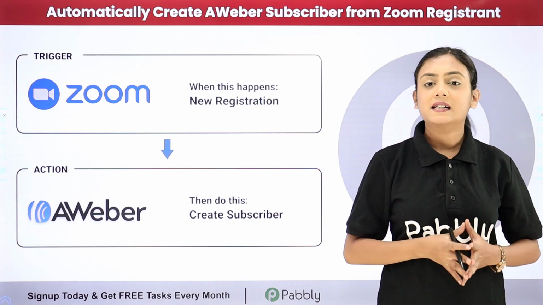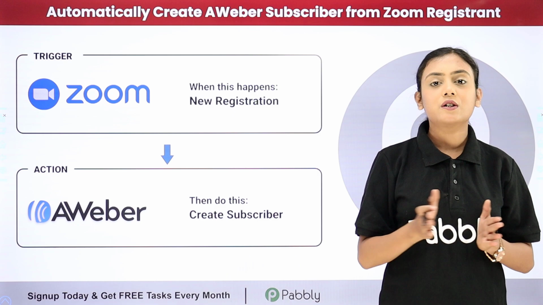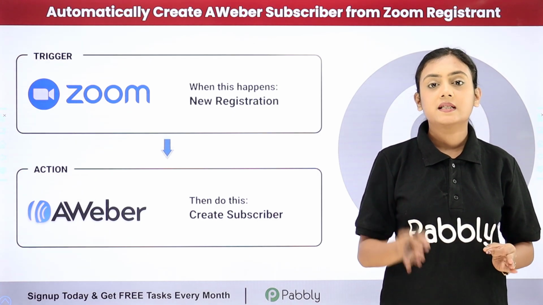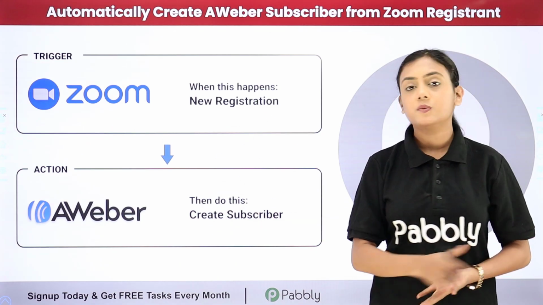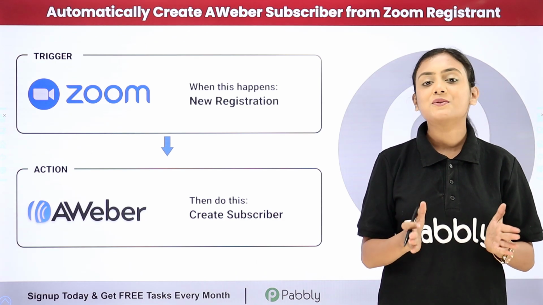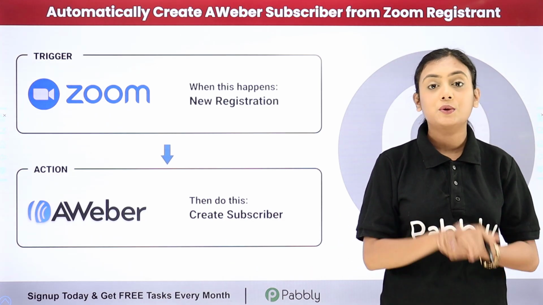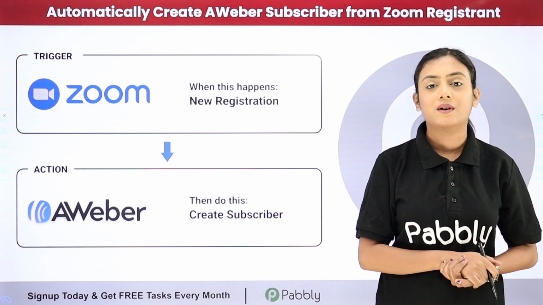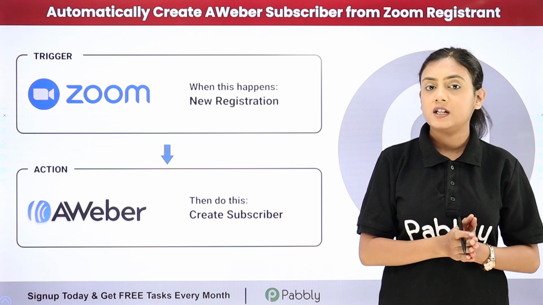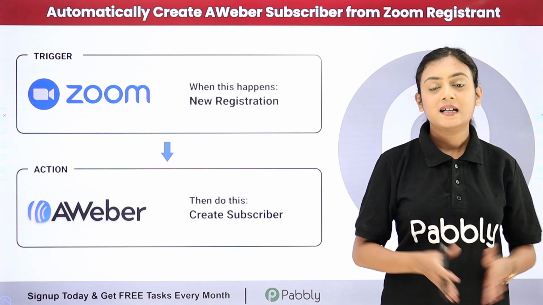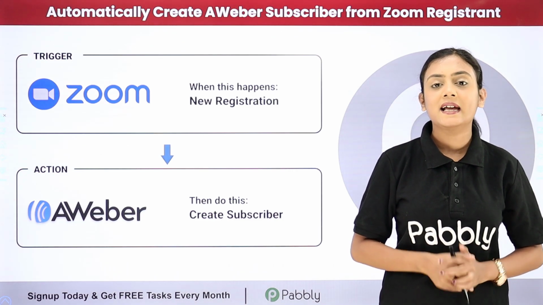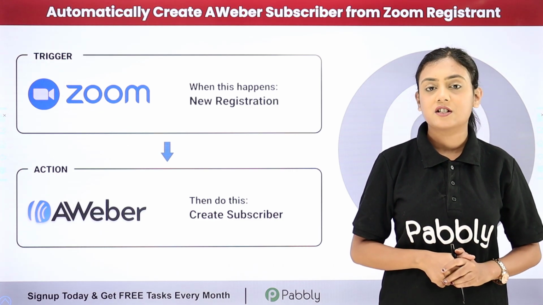So I am a personality development coach and I host a lot of webinars which I manage with the help of Zoom. Here what I want is that as soon as a new registration is going to be done for the webinar that I am hosting on Zoom by the registrant, I want to add that registrant as subscriber. I want to create that registrant as subscriber in my AWeber account. Now, creating subscribers manually after new registrations is very time consuming. So what I did was I simply automated this entire process with the help of Pabbly Connect, which is an amazing automation and integration software.